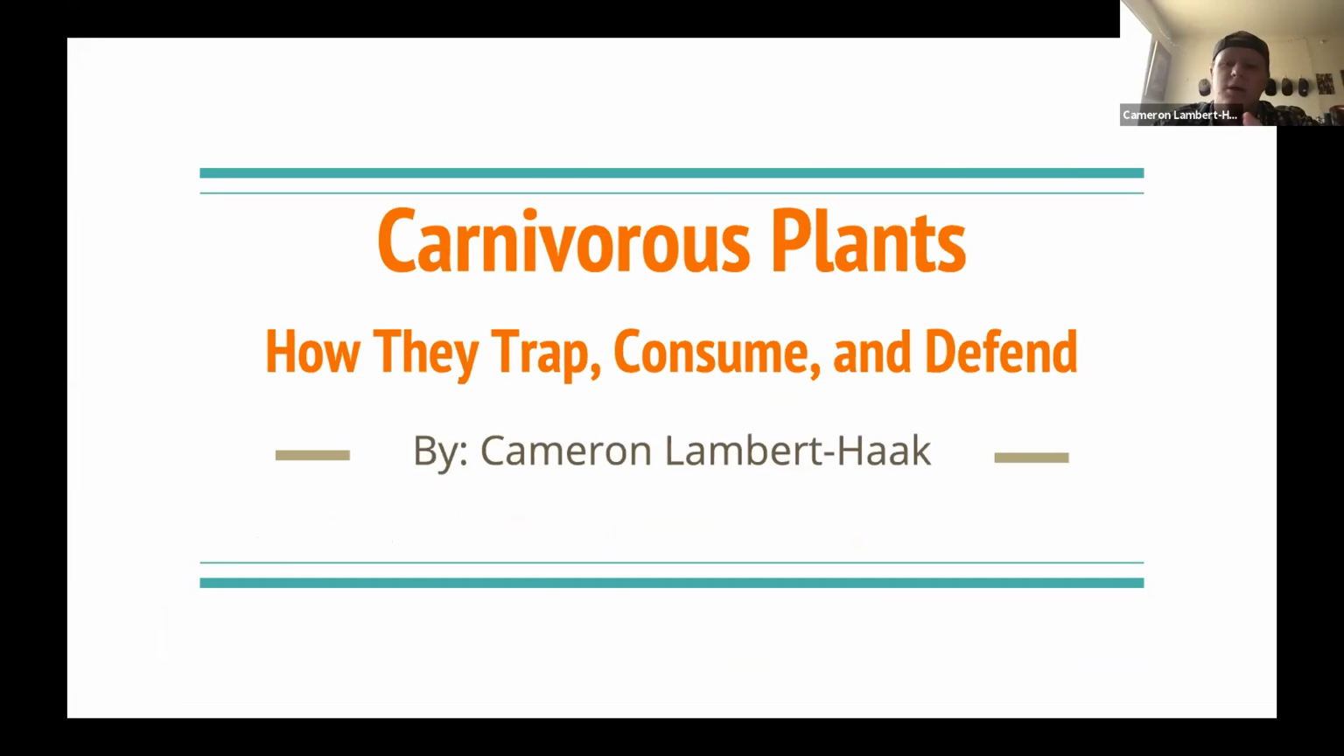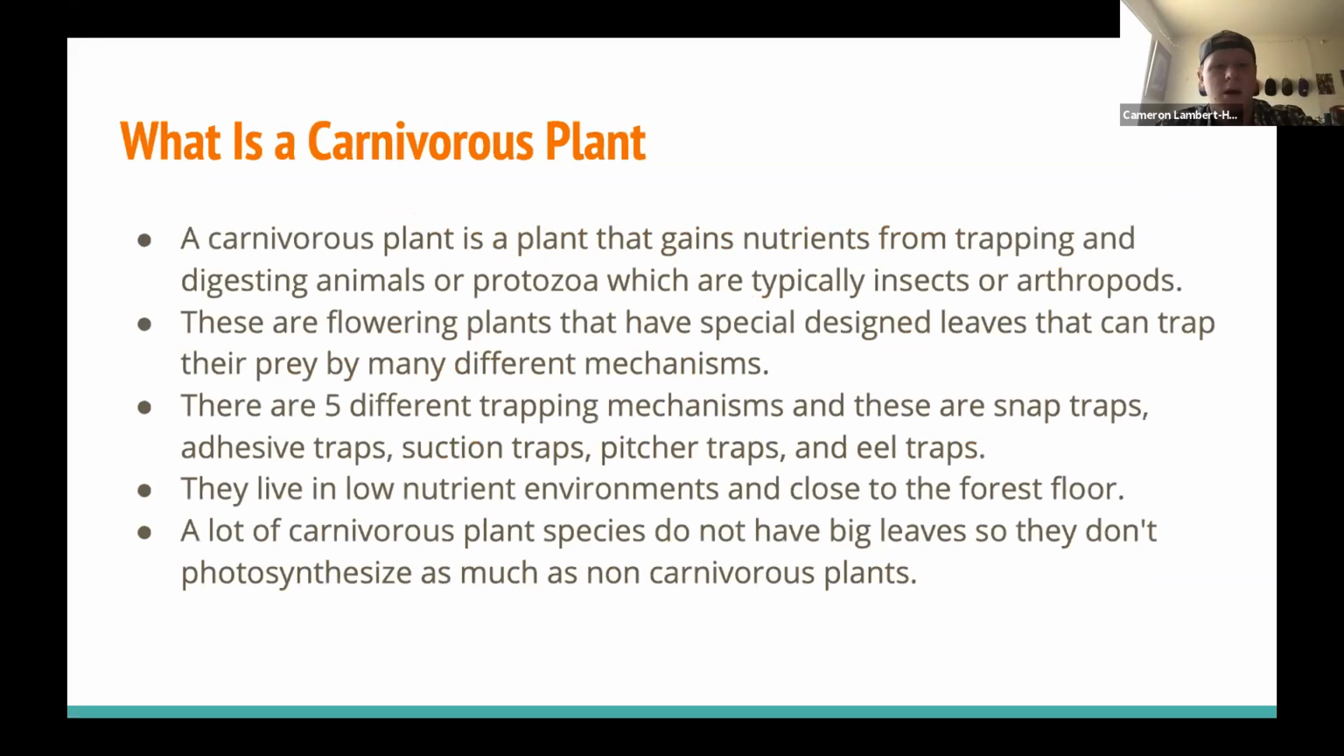Today I'm going to be talking about carnivorous plants and the different attributes they have acquired throughout evolution, different kinds of trapping mechanisms, and different kinds of defenses. To start off, what a carnivorous plant is. First off, the history of carnivorous plants.